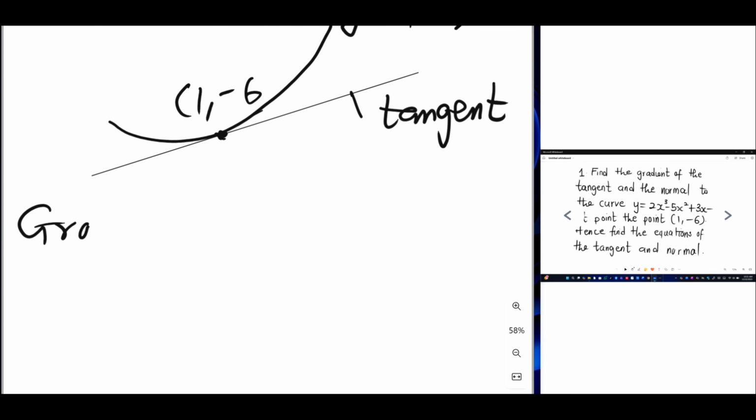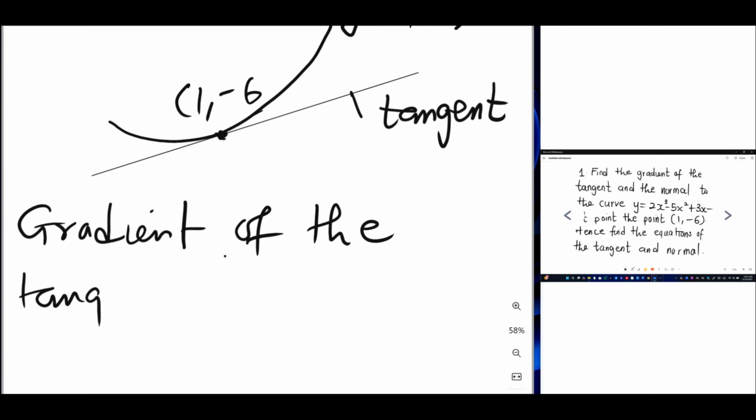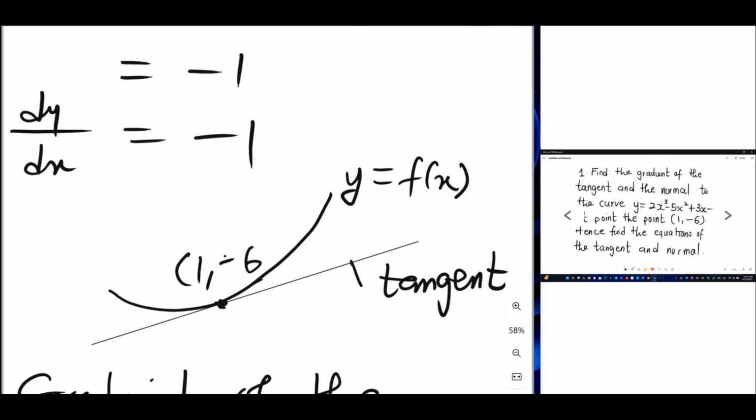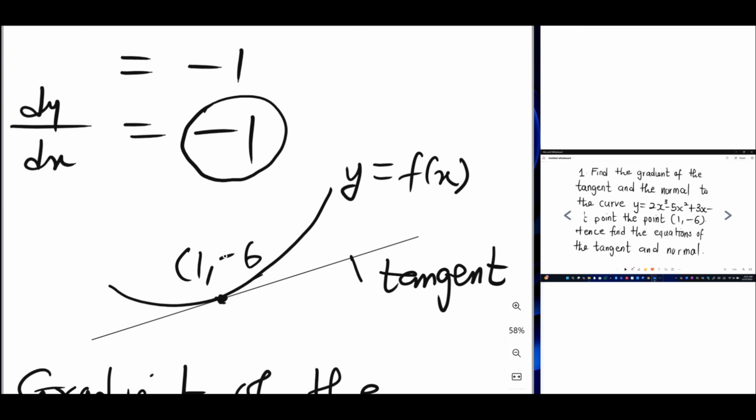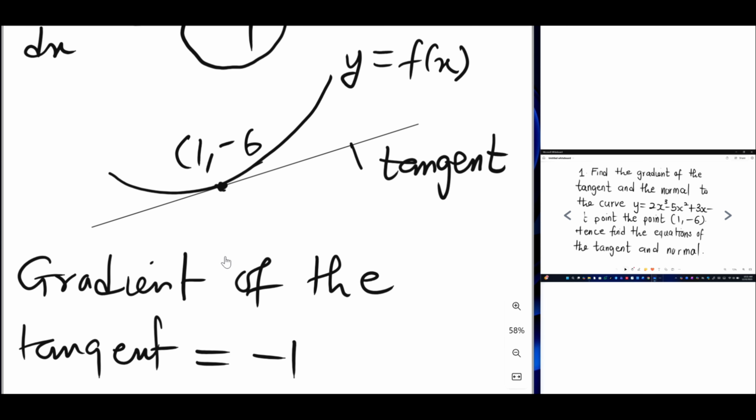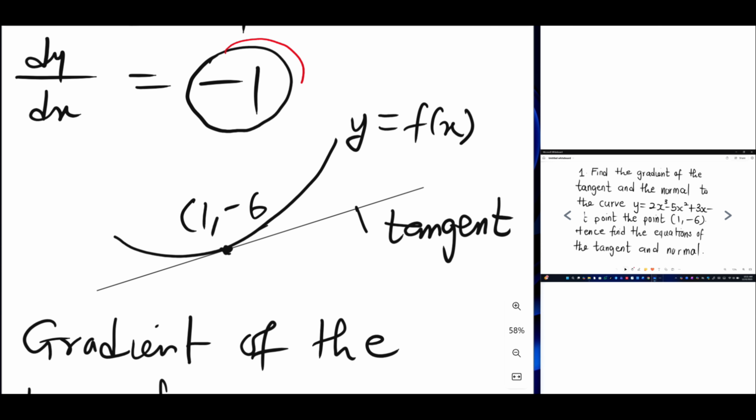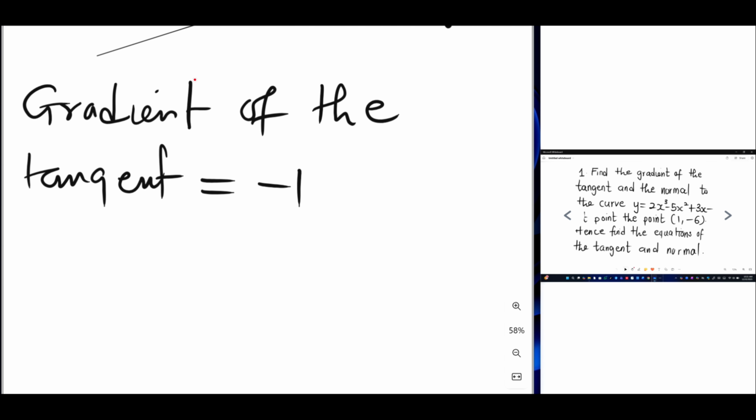So the gradient of the tangent to the curve will be equal to just the -1. That is this answer. All right. Now let us also look at this. So this is the gradient that we got. Okay, these are gradients, which is -1. So the gradient of the curve is the same as the gradient of the tangent. Okay, so it's -1. All right.